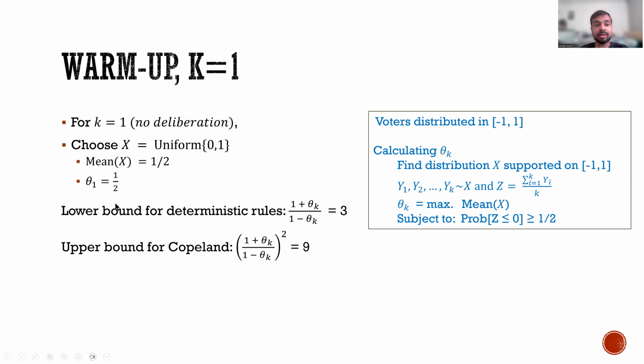This gives us a lower bound for deterministic rules without deliberation equal to 3, which matches the previous known results. It also gives an upper bound for Copeland of 9, which is worse than the best known upper bound, which is 5, but this is a loose analysis.